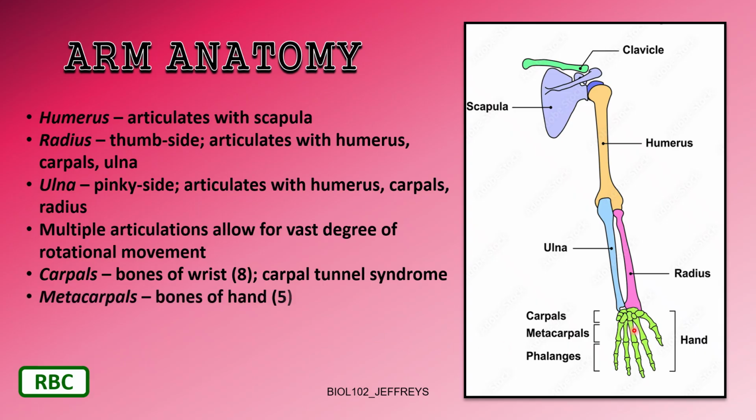Now, the bones of the hand, these are the bones that make up the palm of your hand, are called metacarpals. So we have carpals in the wrist, metacarpals in the hand. There are 5 of them because you have 5 fingers. Okay, 4 fingers and a thumb, but 5 fingers.